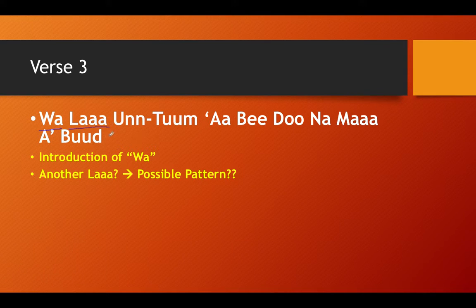Its repetitive nature tends to have 3 A's because there is a symbol here called the madda, and the madda looks something like this. That's the Arabic symbol there, and that stretches out the vowels.